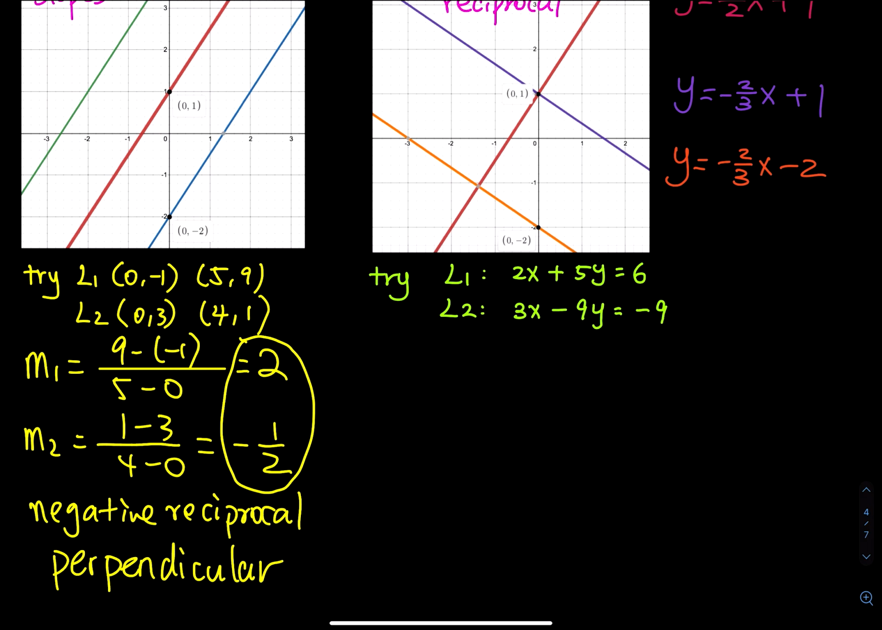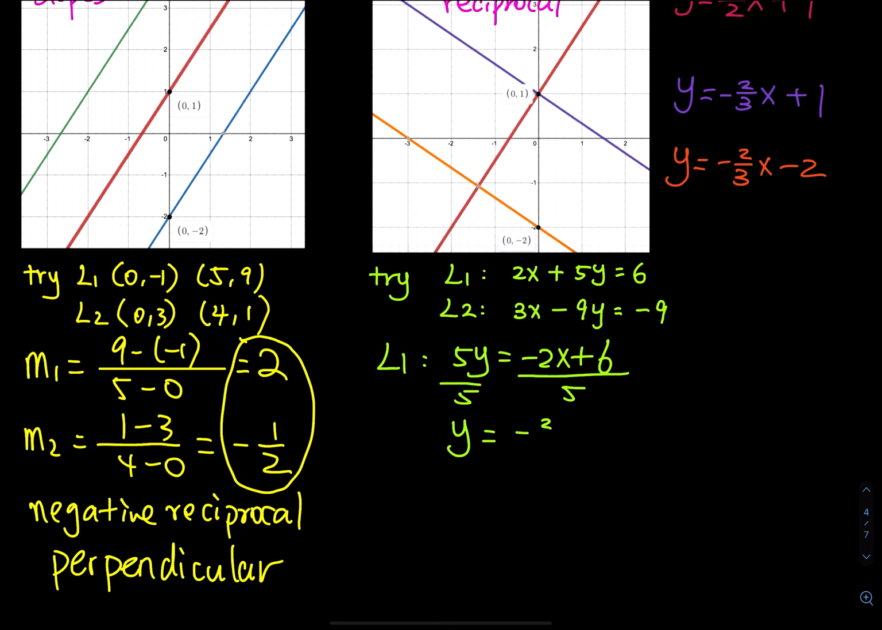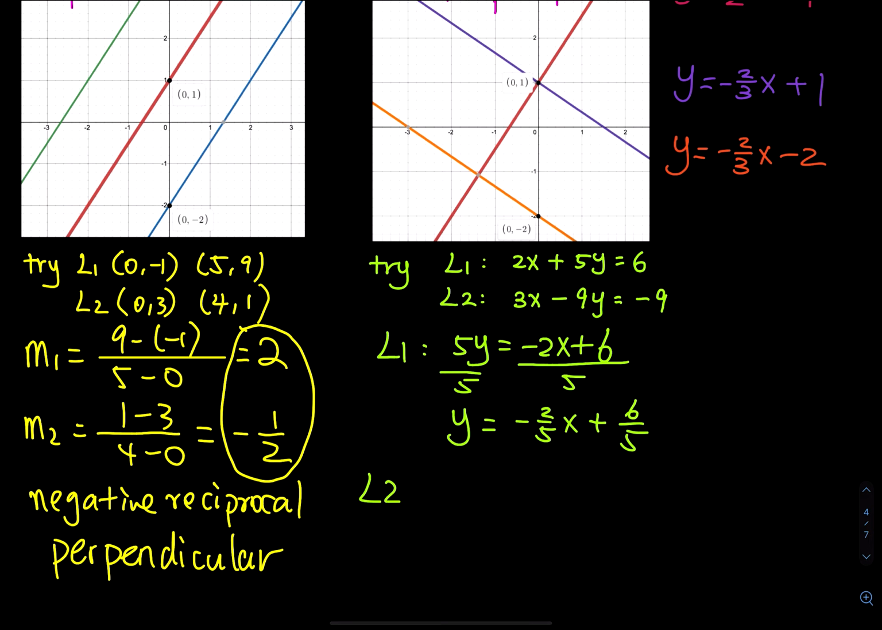Okay, the other one. L1: let's put this back into slope-intercept form. For L1, I am going to do 5y equals negative 2x plus 6, and then you divide both sides by 5. Then you have y equals negative 2 over 5x plus 6 over 5.